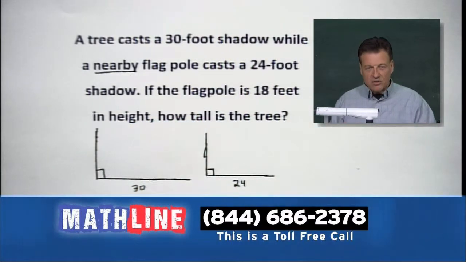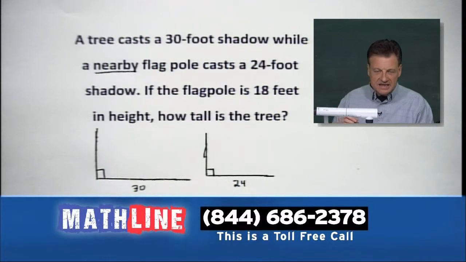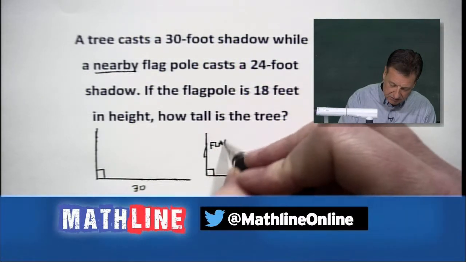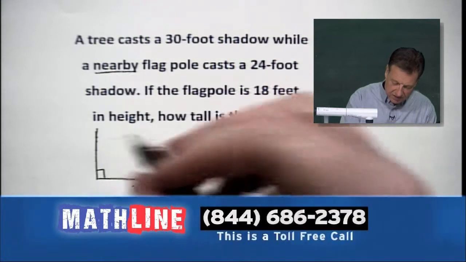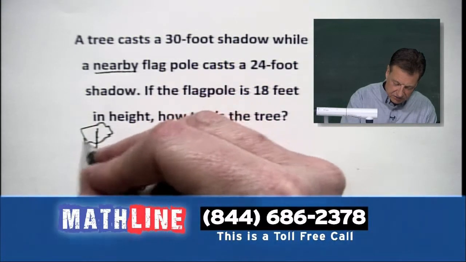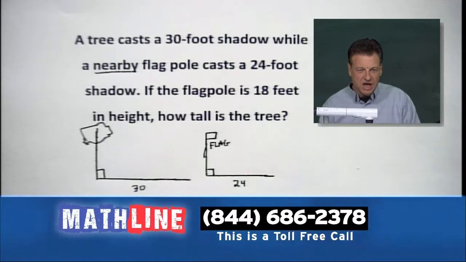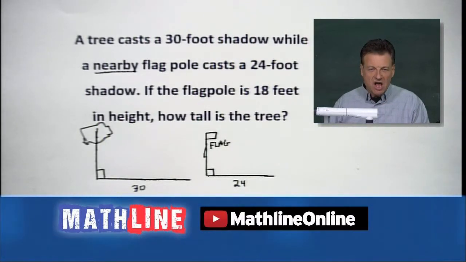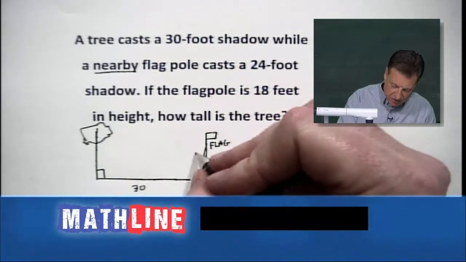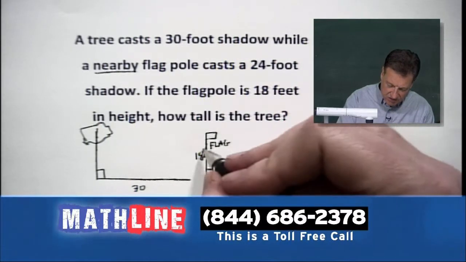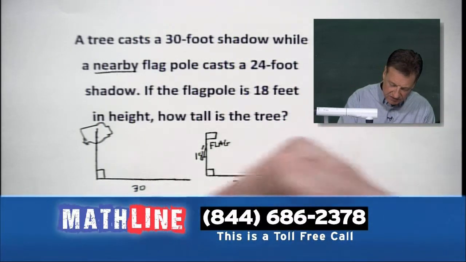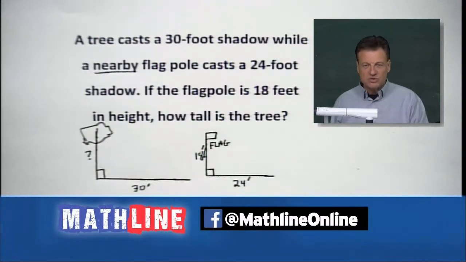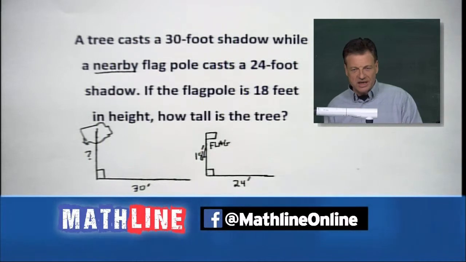Now we can make a triangle here. This is our flag, and we could put a little flag up there. And this is our tree, with a little bit of foliage on it. We want to know how tall the tree is, because we know this flagpole has been measured to be 18, and these are all feet, by the way. And there's 30 feet. So the question mark is what's going on over there. How tall is the tree?